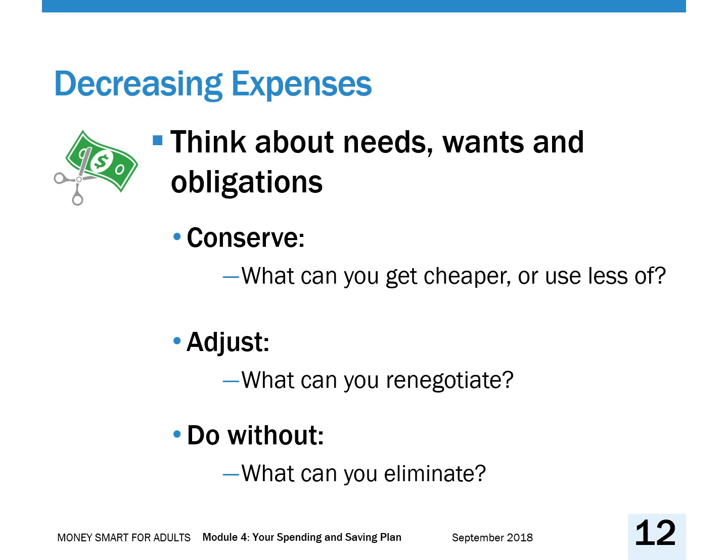Then think about 3 strategies. Conserve. What can you get cheaper or use less of? Adjust. What can you renegotiate over a longer term? Or do without. What can you eliminate, either right away or over the long term? So think about some ways you can conserve to reduce expenses. And pause to reflect on that.